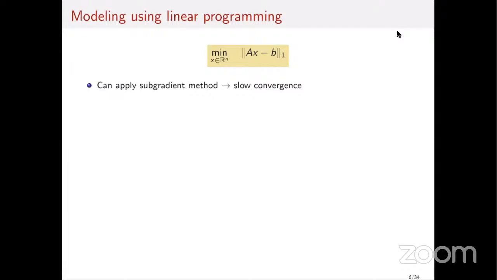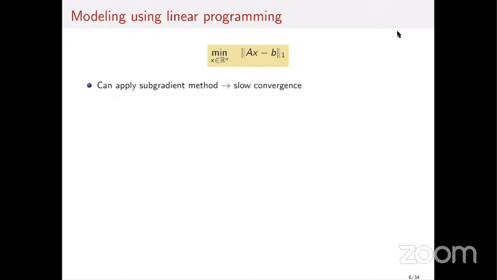This is an optimization problem that we looked at when we considered the subgradient method. It is a non-smooth optimization problem. I want to minimize the L1 norm of AX minus B. So it's a fitting problem. A and B are given, and I want to find X such that AX is roughly equal to B, but the way I measure closeness of AX to B is via the L1 norm instead of the more usual L2 norm.